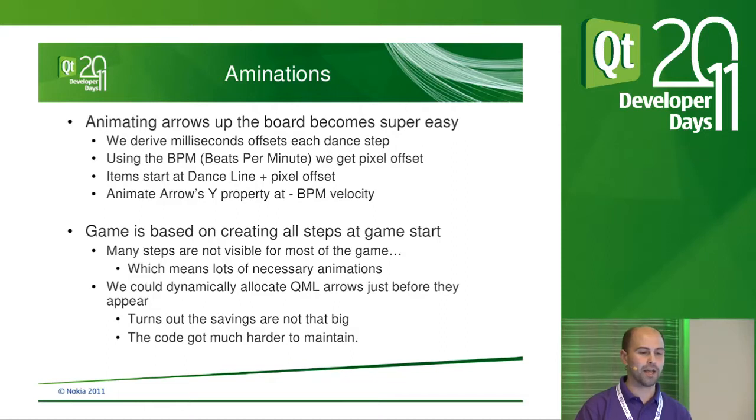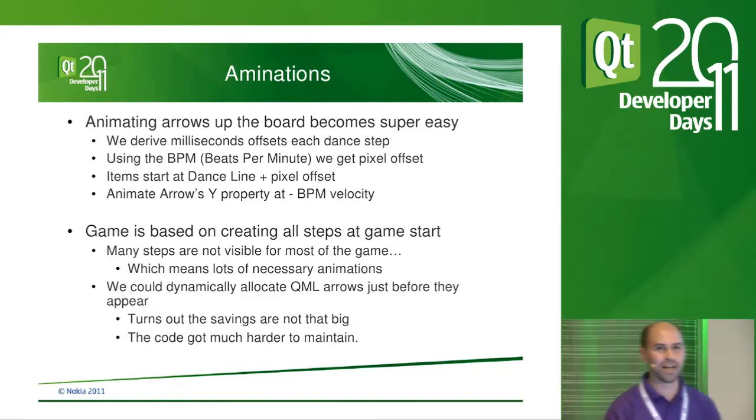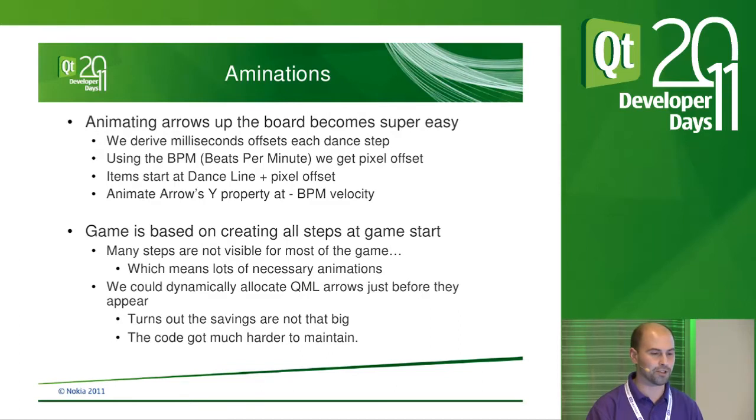So basically, we start the items at dance line plus whatever pixel offset they have, based on the amount of milliseconds we know that they're going to be fired. And we just simply tell QML, I just want this arrow animated up at negative beats per minute. And the arrows will just evenly slide up the screen.